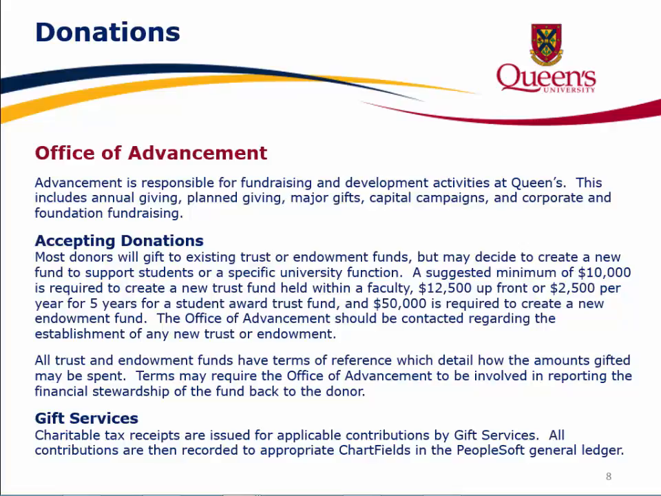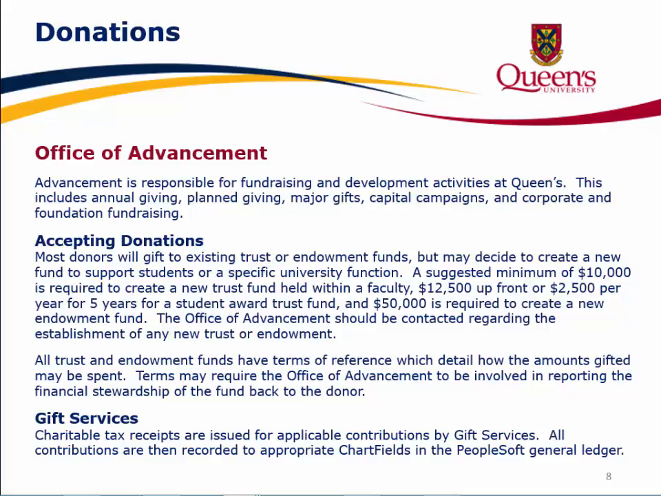Accepting donations. Most donors will gift to existing trust or endowment funds, but may decide to create a new fund to support students or a specific university function. A suggested minimum of $10,000 is required to create a new trust fund held within a faculty. $12,500 upfront or $2,500 per year for 5 years for a student award trust fund, and $50,000 is required to create a new endowment fund. The Office of Advancement should be contacted regarding the establishment of any new trust or endowment.